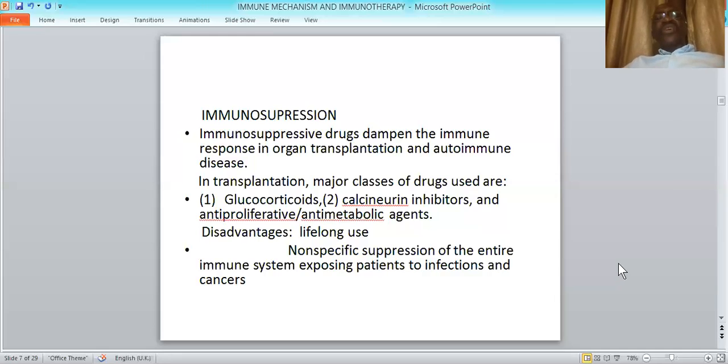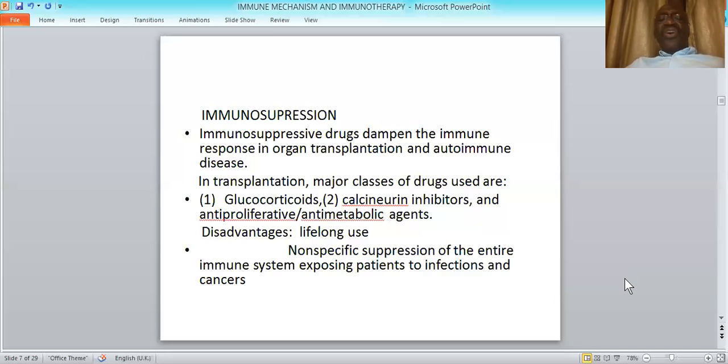The usefulness of drugs to suppress the immune system in the field or specialty that makes use of immunosuppression requires the administration of some drugs that will suppress the immune system so that that organ, that tissue is not destroyed, it is not rejected. Major classes of drugs are used: glucocorticoids, calcineurin inhibitors, anti-proliferative and anti-metabolic agents.